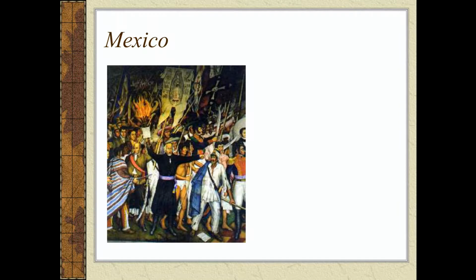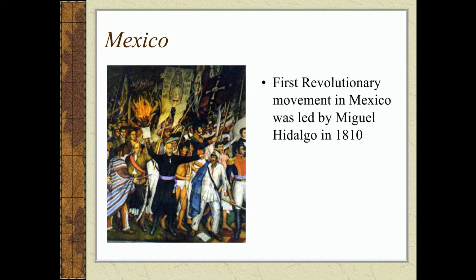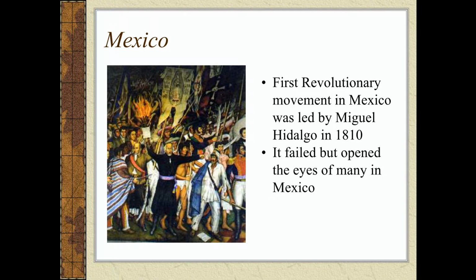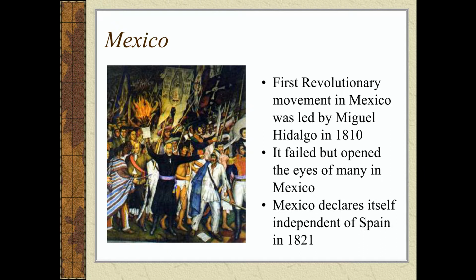In Mexico, the first revolutionary movement is going to be led by the guy you see here in this picture. He is a Catholic monk. His name is Miguel Hidalgo. He would lead this revolution in 1810. It would fail because a lot of people were afraid of the Spanish at this point, but it opened the eyes of many of the people in Mexico. And by 1821, Mexico had declared itself independent of Spain, and they became their own country.